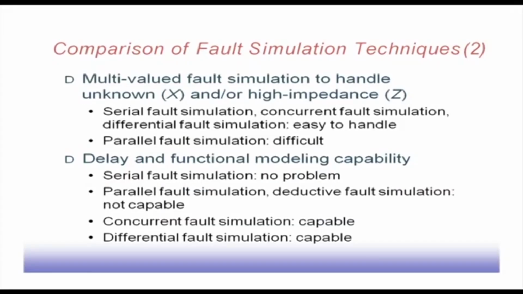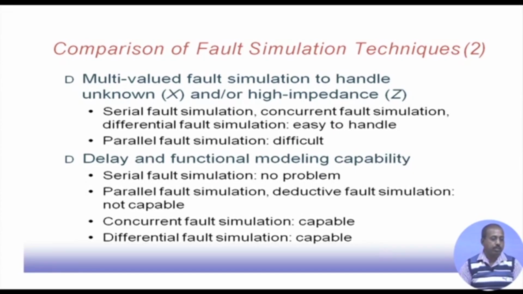Multi-valued fault simulation to handle unknown X or high impedance Z. So, how can we handle this situation? For serial fault simulation, concurrent fault simulation and differential fault simulation, it is easy to do, because there we have got well defined logic by which we define the operations on X and Z. So, accordingly we can handle those situations, but parallel fault simulation is difficult because now in the memory word I need to store X or Z. So, that way it becomes a difficult one.